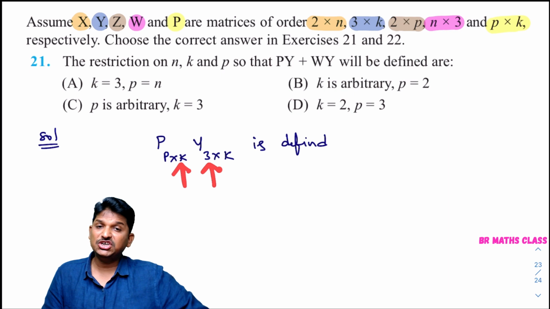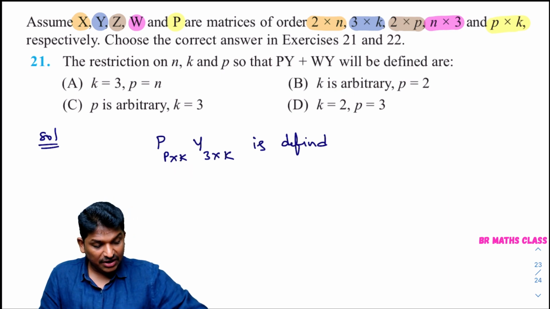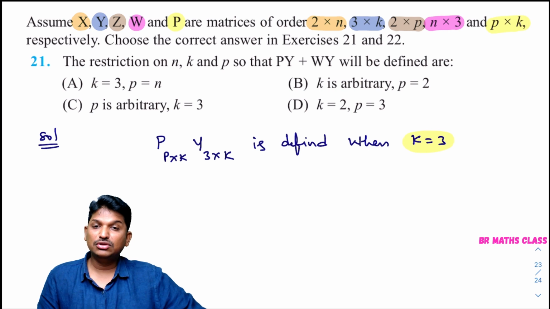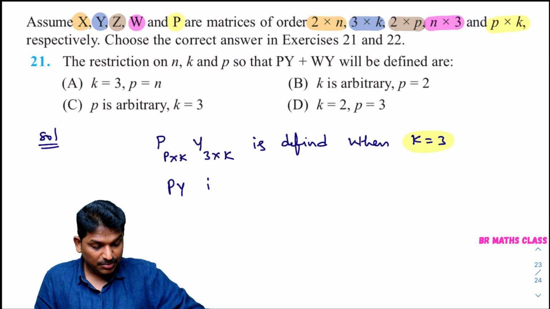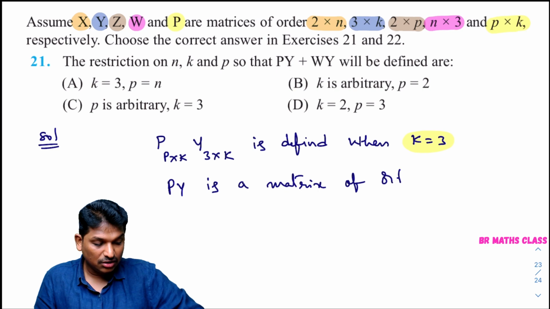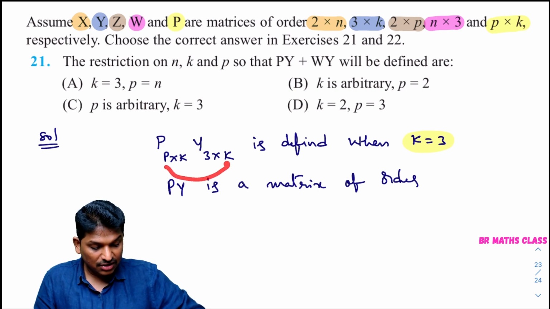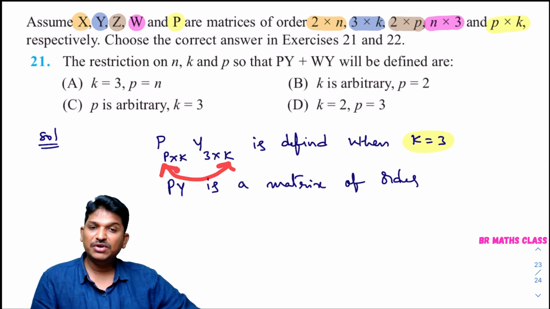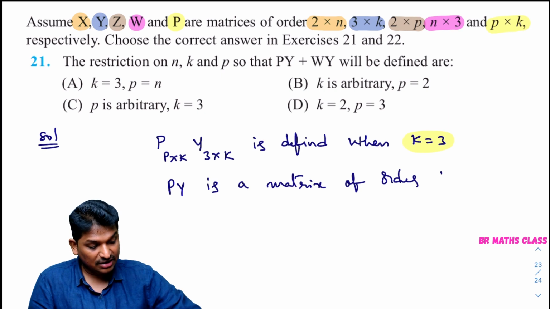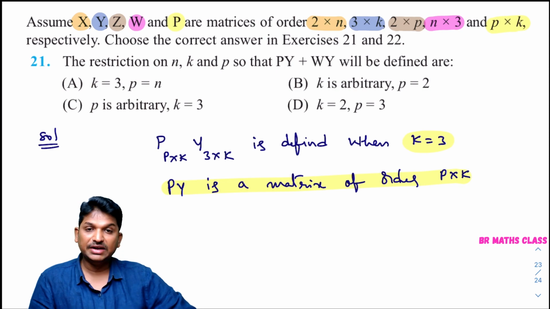We learned this in matrix multiplication, right? So here, when is it defined? It is defined when k equals 3. This is one important point. And what is the order of PY? We know that PY is a matrix of order p by k. These things we learned in matrix multiplication. I'll write here: PY is a matrix of order p by k. This is also one important point.